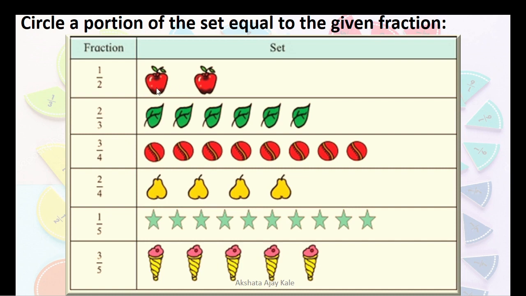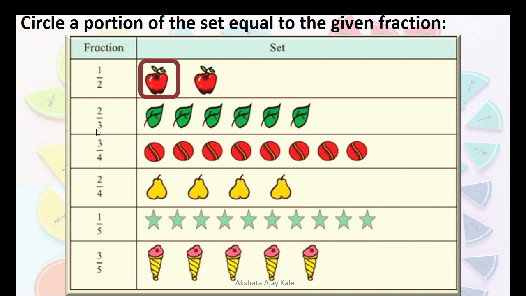Out of these, 2 are there, 1 means half, isn't it? You know half portion means this is half. Got this? Out of 2, 1 and 1. We will do half, meaning 1 and 1, correct? So this is the half fraction.